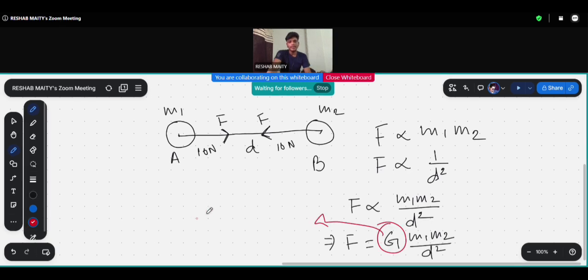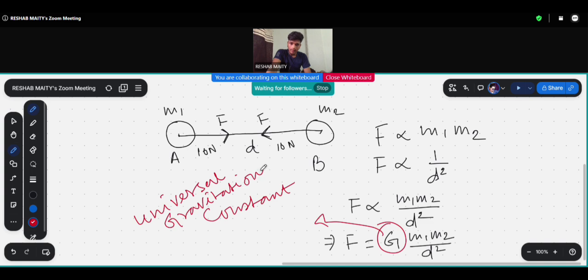What is this G? It's a constant. It's not just any constant. It's the universal gravitational constant. So it's our main focus right now.